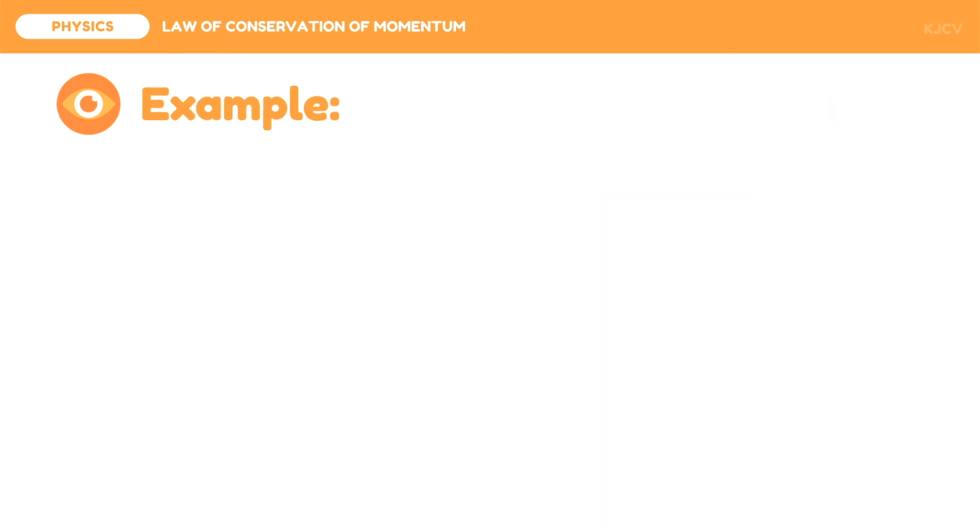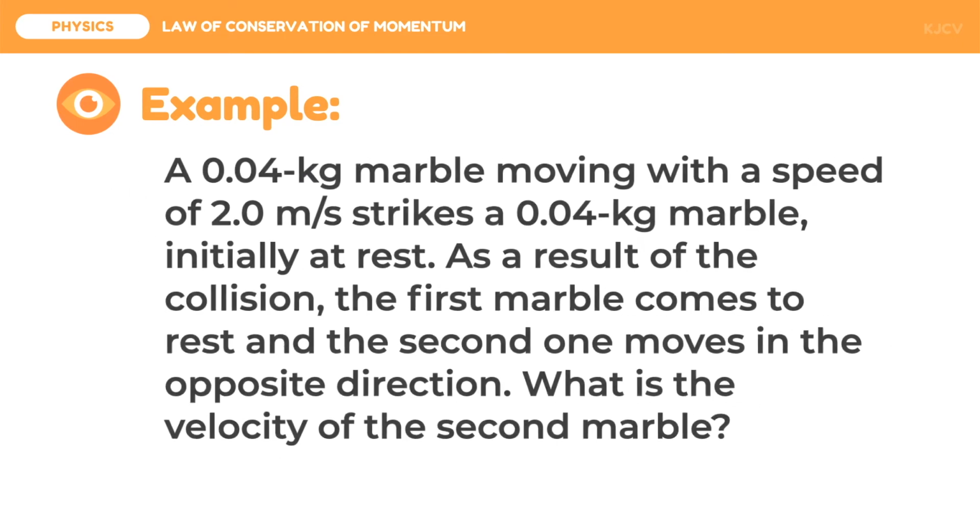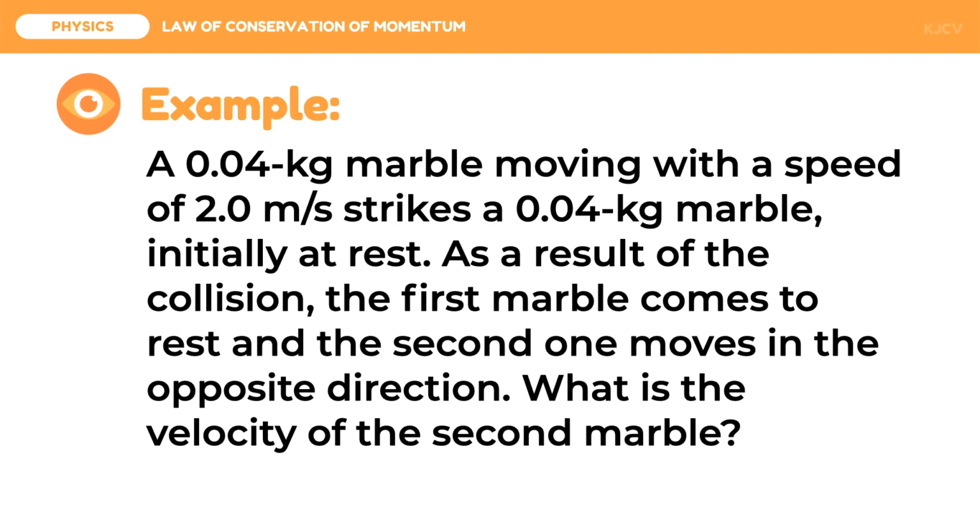Let us look at a different example for the law of conservation of momentum. A 0.04 kg marble moving with a speed of 2.0 meters per second strikes a 0.04 kg marble initially at rest. As a result of the collision, the first marble comes to rest and the second one moves in the opposite direction. What is the velocity of the second marble?